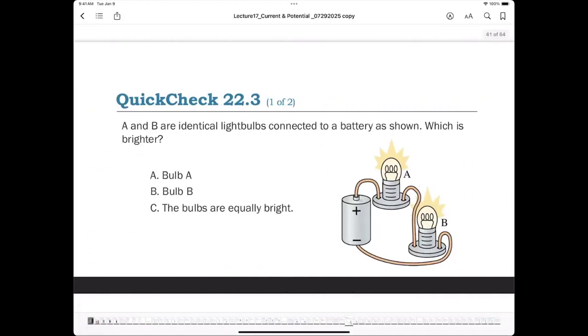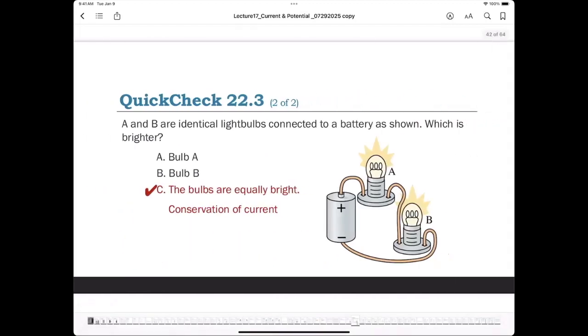Okay, let's view the other quick check question. A and B are identical light bulbs connected to a battery as shown. Which is brighter? I think this one is easy. We know the charge that goes through those lines is the same, am I right? So the current is the same everywhere, which means the bulbs are equally bright. We talked about this before. This is based on the conservation of current.